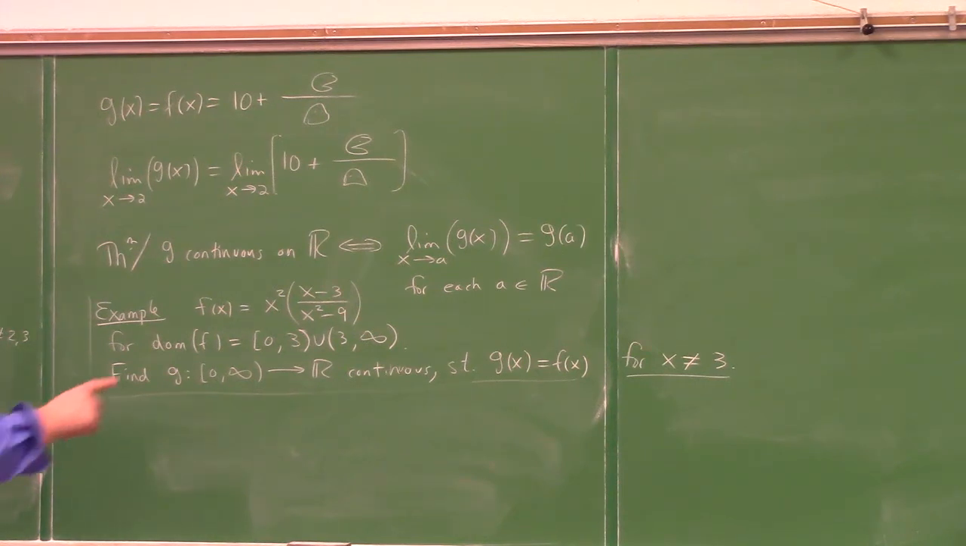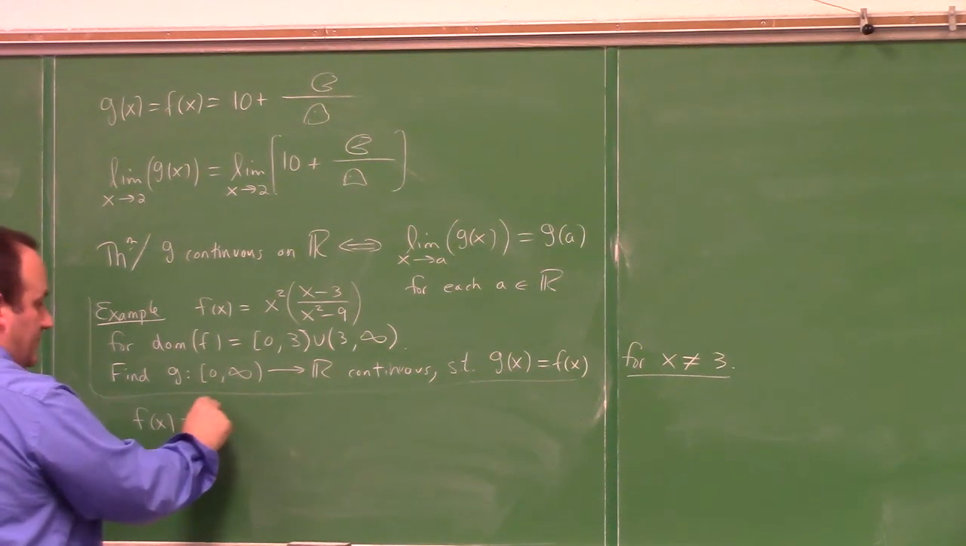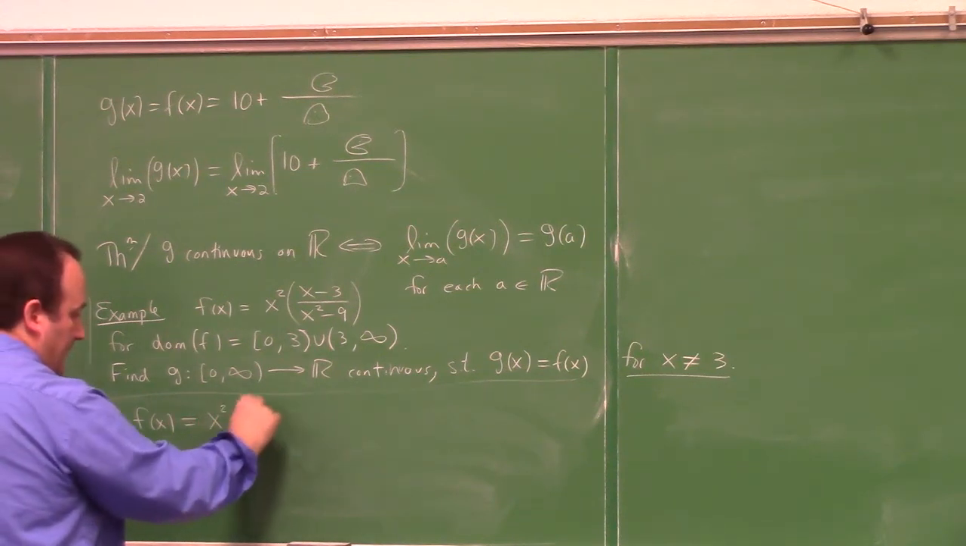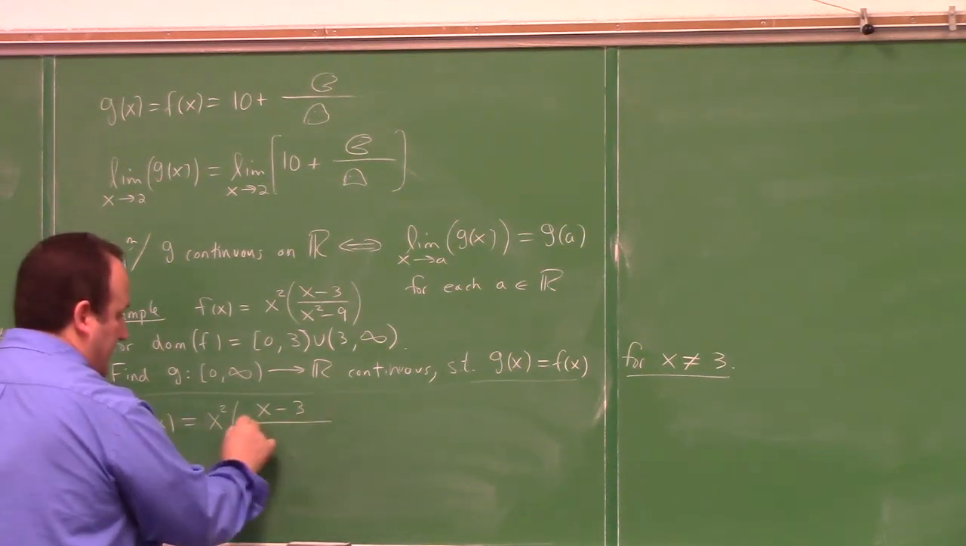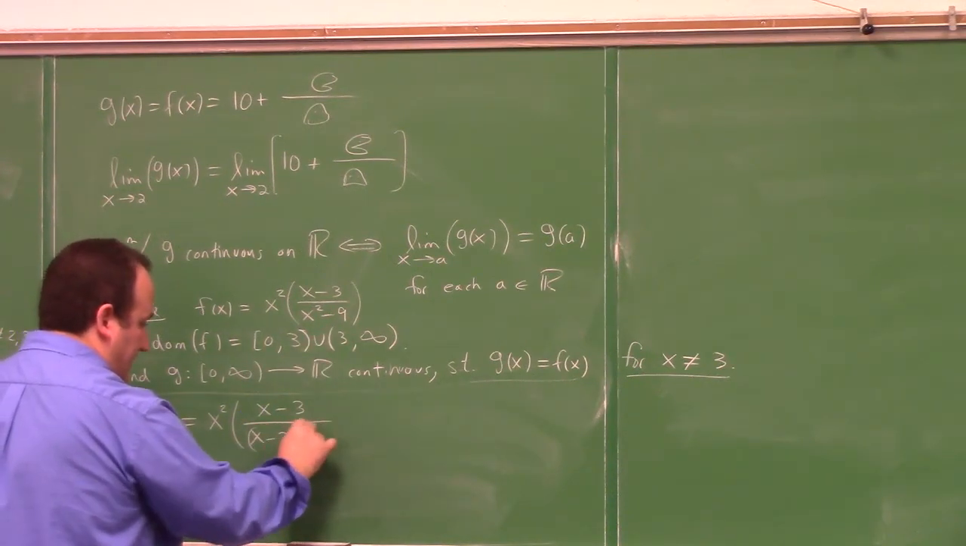So here, what do we do? This formula is what? We have x squared, x minus 3. We factor that, x minus 3 times x plus 3.